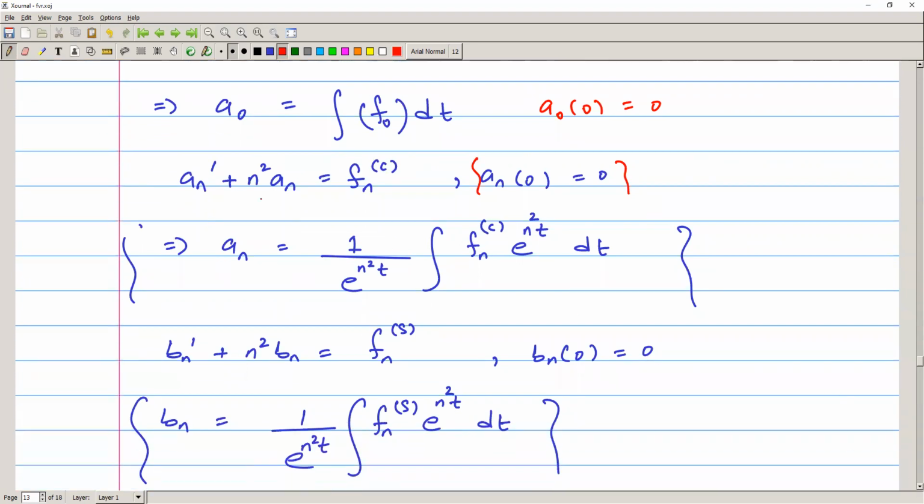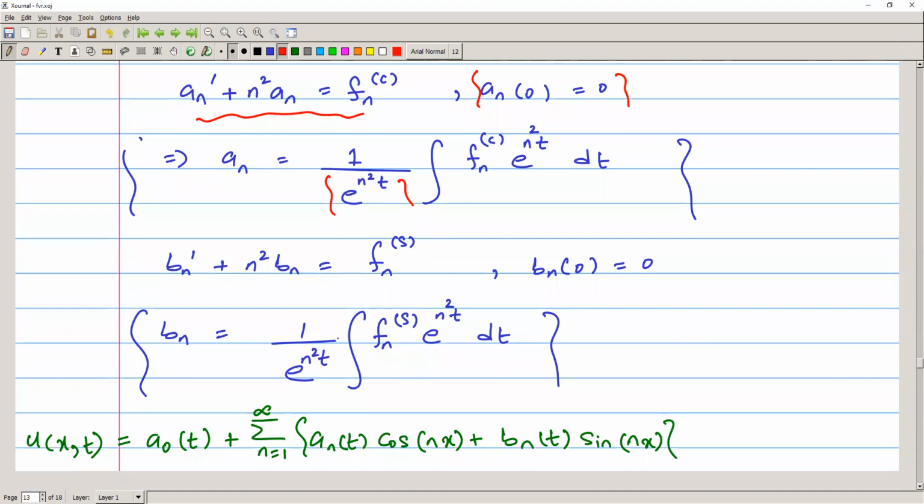So here the solution for this equation, because this is a linear differential equation of first order, will be a n is equal to 1 over e to the power n squared t, that is the integrating factor for this equation, right, times the integral of fnc times e to the power n squared t dt. And for fns similarly, bn is equal to 1 over e to the power n squared t times the integral of fns e to the power n squared t dt.